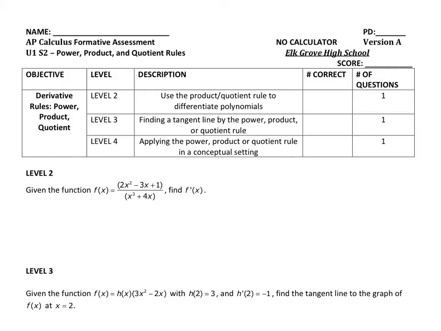In this video we will make a key for the Skill 2 formative on the power, quotient, and product rules. At level 2 we are simply asked to apply the rule, and we see in this case that we are dealing with a rational expression, a rational function I should say, and therefore we will use the quotient rule.